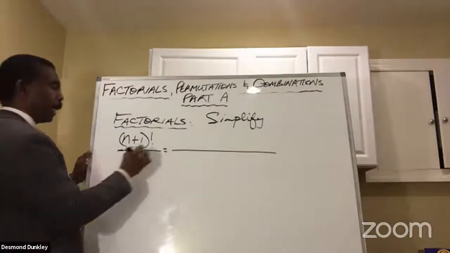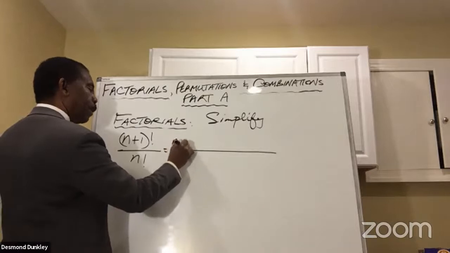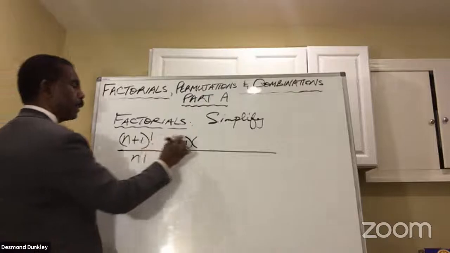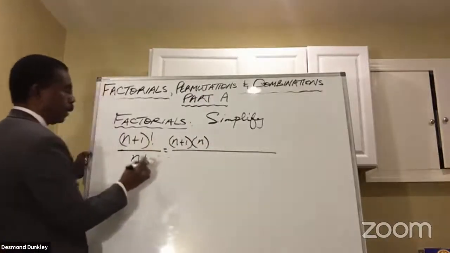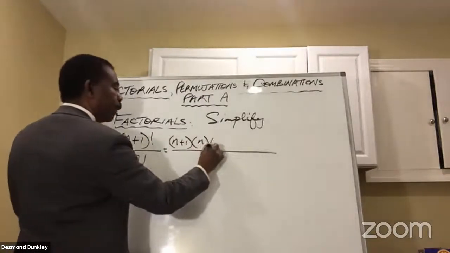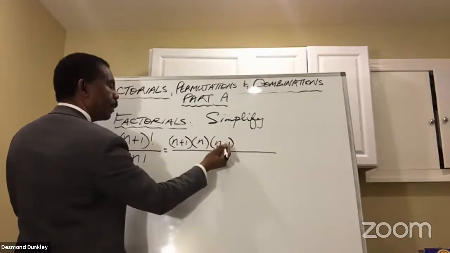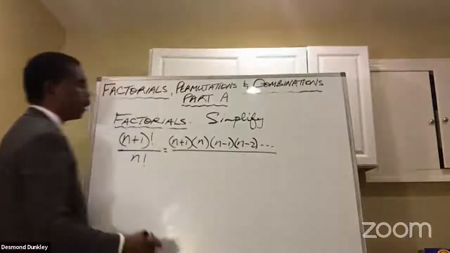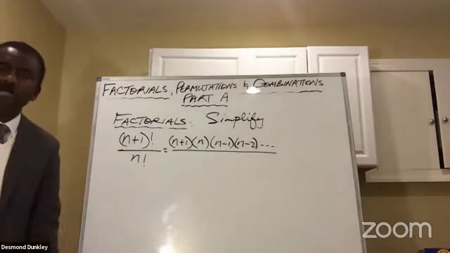So, what does the top look like? Well, it's going to be n plus 1 times, when you subtract 1 from this, you end up with n. And when you subtract 1 from this, you end up with n minus 1. Subtract 1, n minus 2. And that takes care of the top.